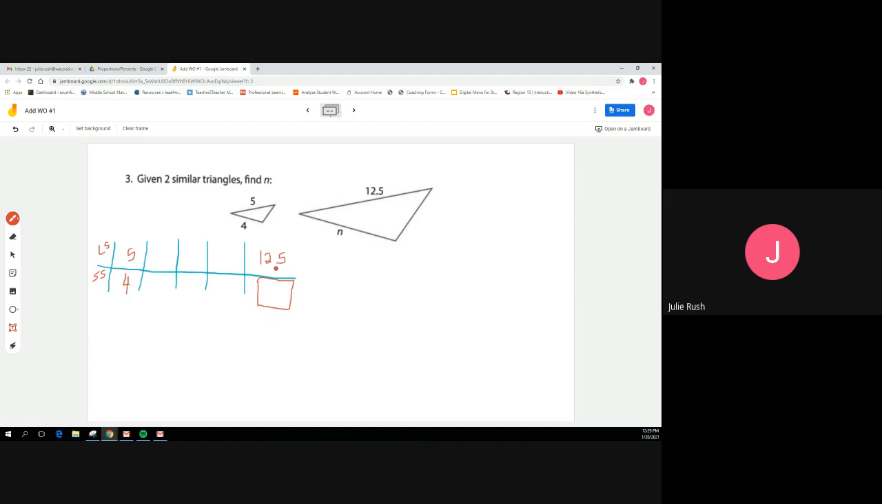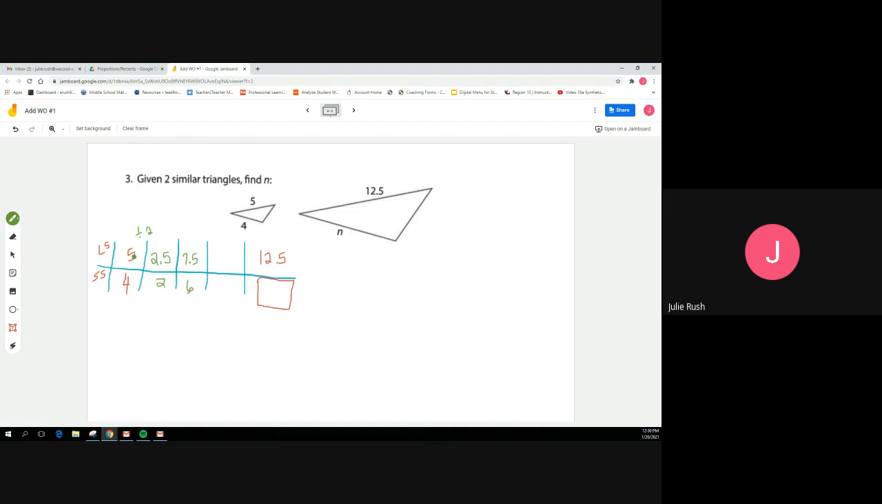So since I see a 2.5 in here, I knew I needed to have a 2.5 somewhere. And I know I can get 2.5 pretty easily by dividing 5 by 2. So I did that. So I divided 5 by 2 and I got 2.5, like so. And I divided 4 by 2, and I also got 2. This is getting me pretty close. So I added across. I did 5 plus 2.5, and I got 7.5. And then along the bottom, I got 4 plus 2, which gave me 6.